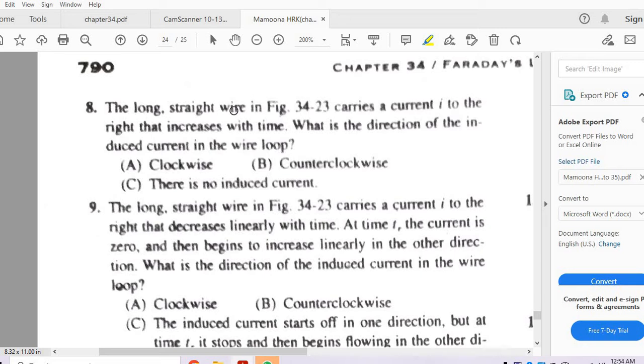Question number 8: the long straight wire in figure 34.23 carries a current I to the right that increases with time. What is the direction of the induced current in the wire loop? Clockwise, counterclockwise, or there is no induced current? So there is again figure 34.23, but this time the situation is the current increases with time.